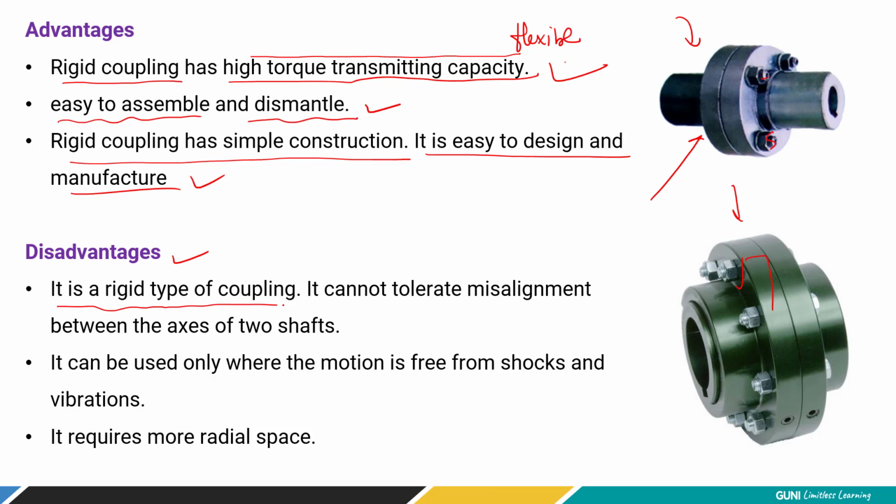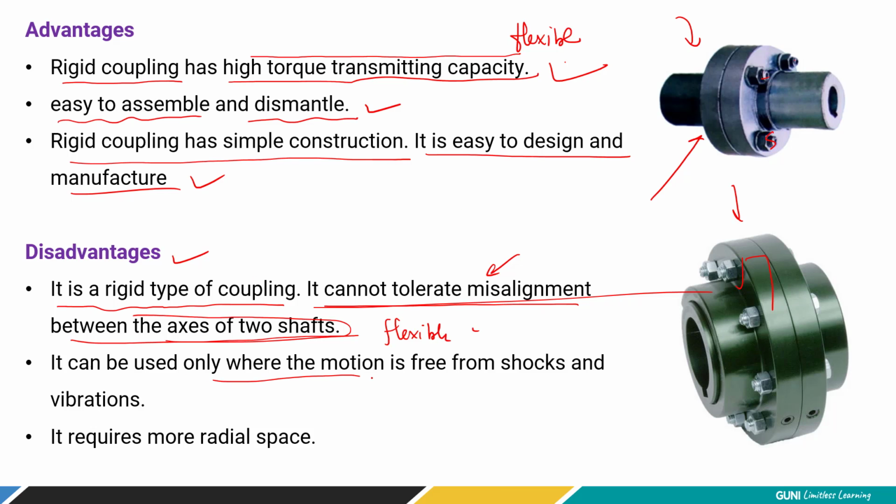Being a rigid type of coupling, it cannot tolerate the misalignment between the axis of two shafts. Very good. So it cannot tolerate the misalignment between two axes of two shafts, right? Which is possible in case of flexible coupling, but it is not possible in case of rigid coupling. It can be used only where the motion is free from shock and vibration.